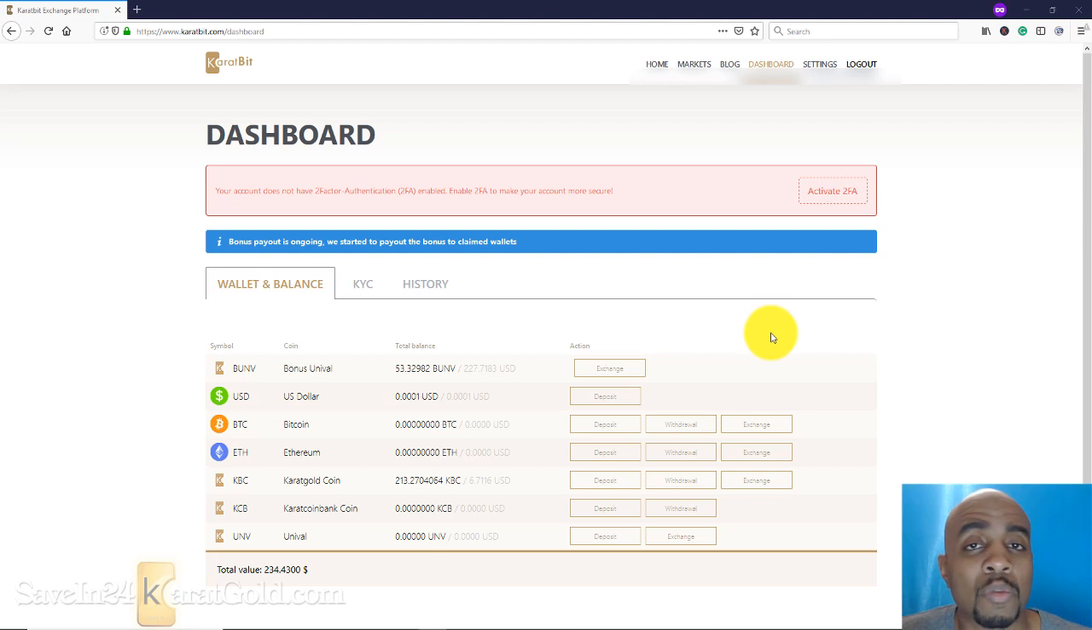Now, I'm going to assume that you have already done the process of acquiring your cash gold, exchanging it into unival in your Karatpay account, and moving it from your Karatpay account into the Karatbit Exchange. If you have not, look at the description below. I'll put the link of the video that I did in reference to acquiring KCB and KBC coin. Now, this video is the addendum, so to speak, to the process that was in the first video, because that process has changed. Just real quick, let me show you what changed.